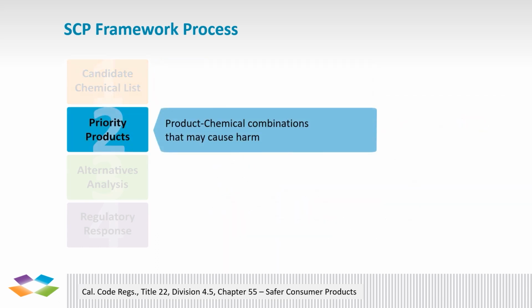The second part of the SCP process is the priority product listing. This is where we evaluate those candidate chemicals in the context of consumer products. When a product contains one or more candidate chemicals, we evaluate that product chemical combination based on the potential for exposure and significant or widespread adverse impacts.